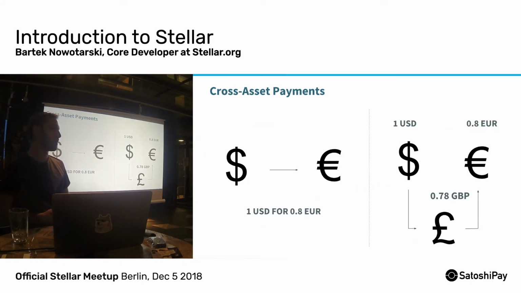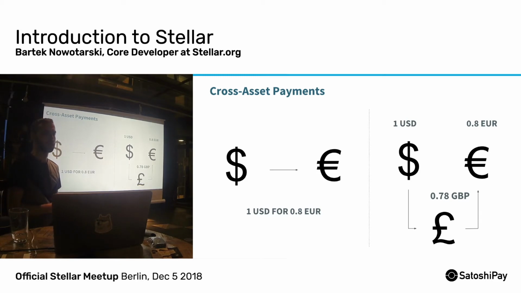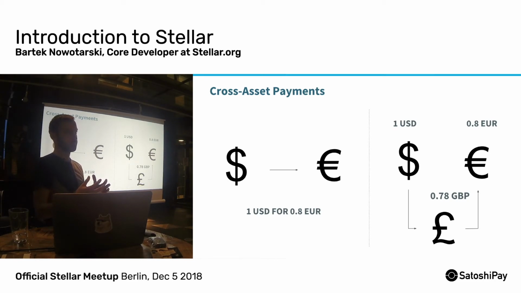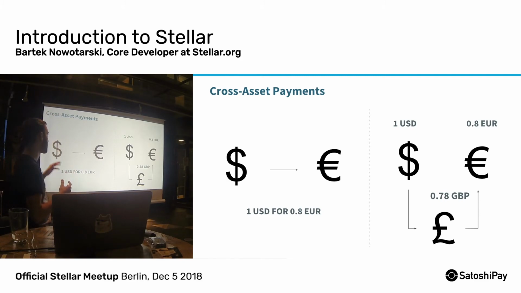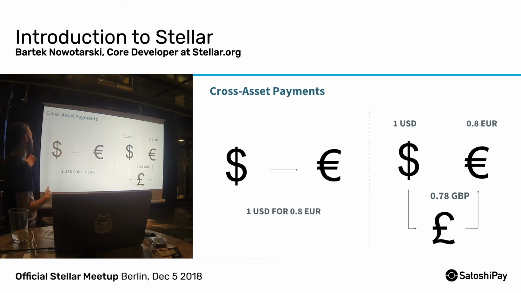Next, we have cross-asset payments. So obviously, trading is one thing you can do on the distributed exchange, but there's something cooler, I think. Basically, you can use existing offers in the network to send so-called path payments. And path payment is a payment that starts with one asset and ends with another asset, right? So basically, when you send a path payment, as an example, we can send dollars, and send it to a friend in Europe that will receive euro.